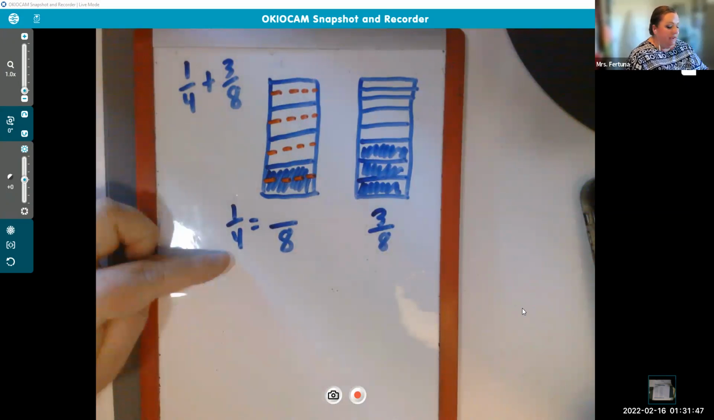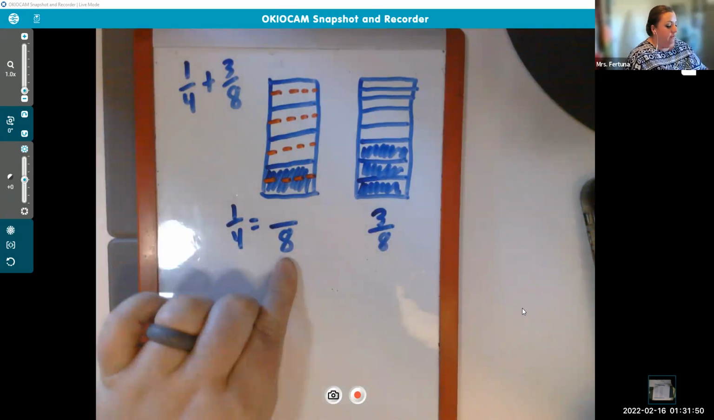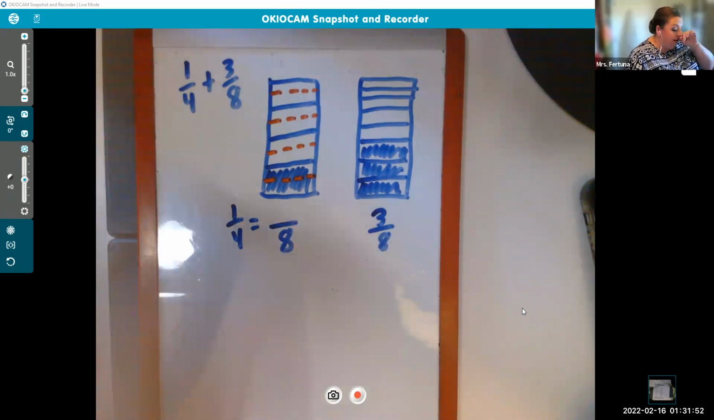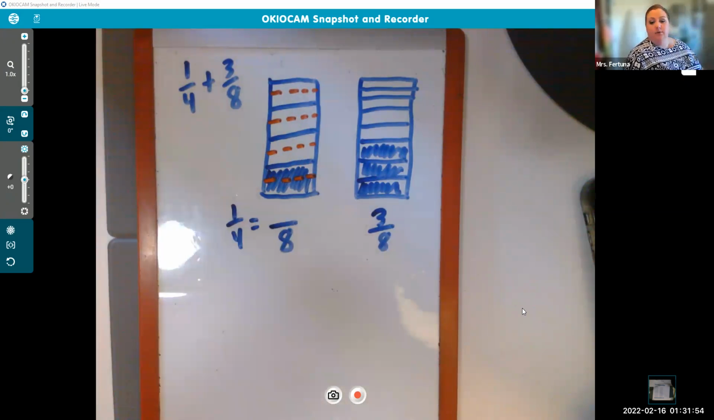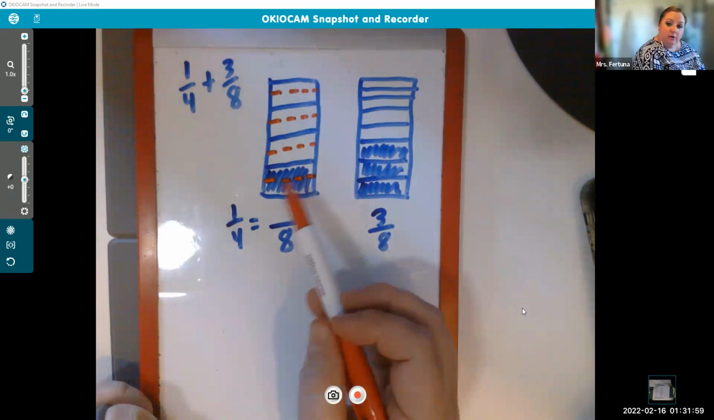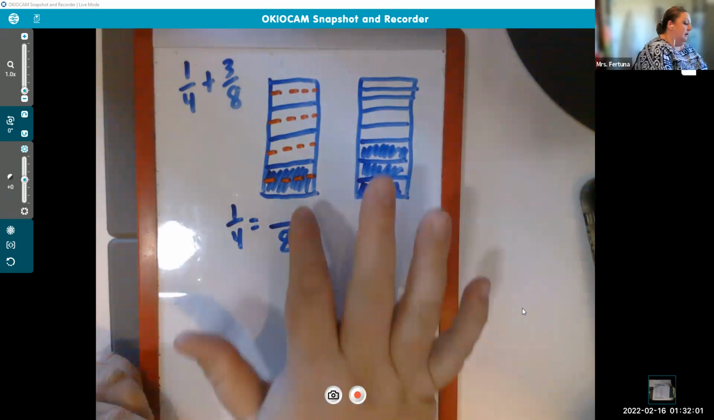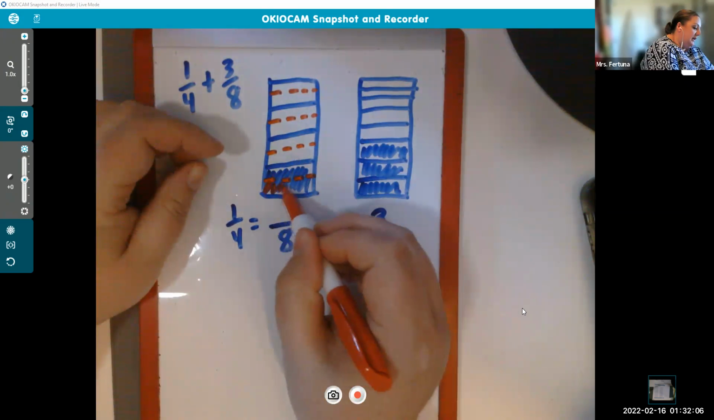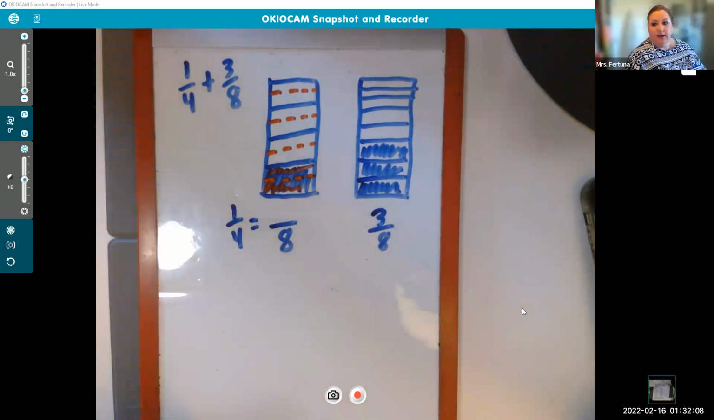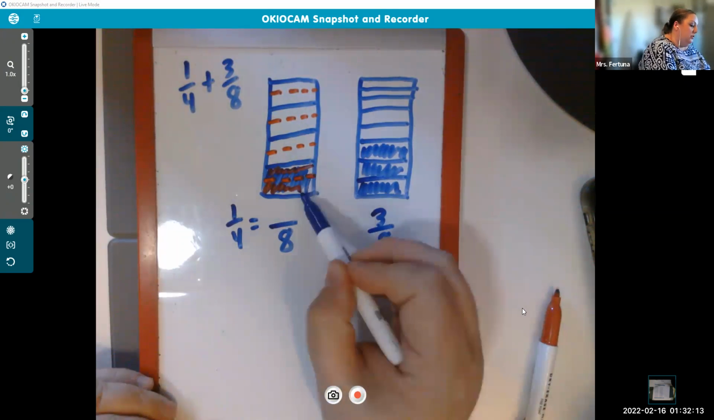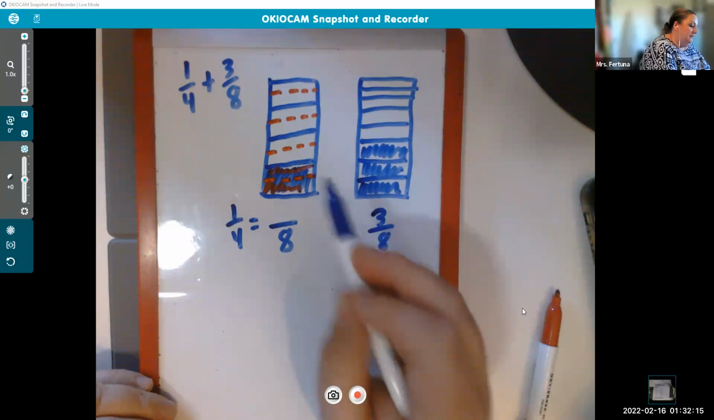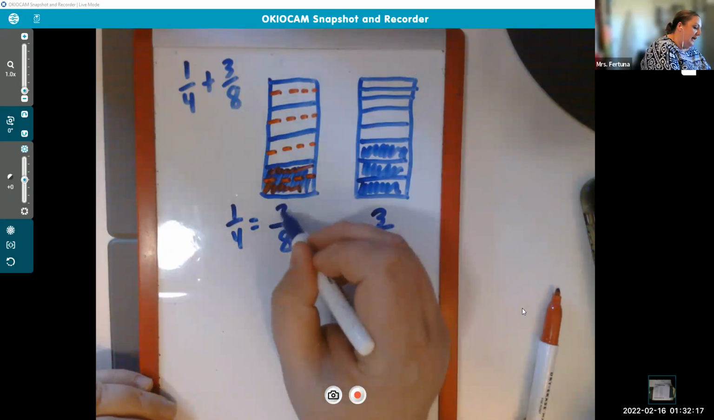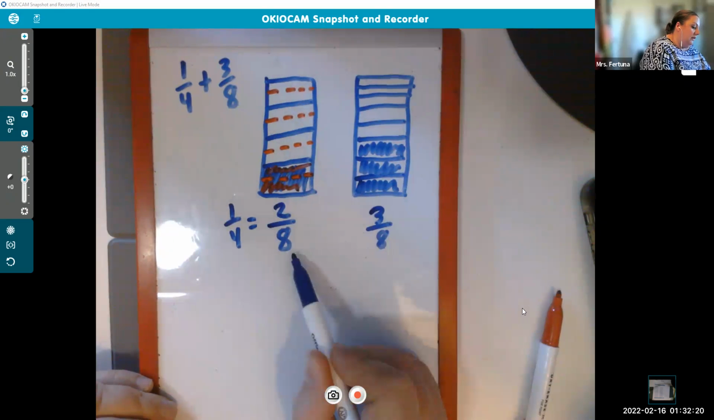Now I obviously can keep that 8 for my 1/4, but I need to know what the numerator is going to be. So the way I find out what the numerator is, I look and see how many pieces are shaded in my chocolate bar. Well, I still have 1 shaded here and 1 shaded here. They're still the same amount that is shaded. So that tells me there are 2 shaded parts out of the 8. That's how I can turn that 1/4 into 2/8.